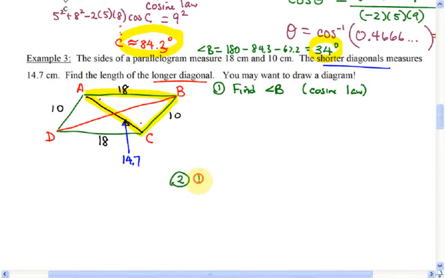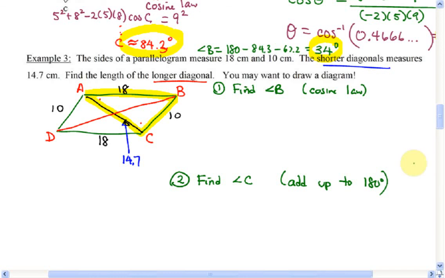Find angle C, right. Now, how are angle B and angle C connected to each other? That's right, they add up to 180 degrees. So they are what they call interior angles on the same side of a transversal. They add up to 180 degrees.